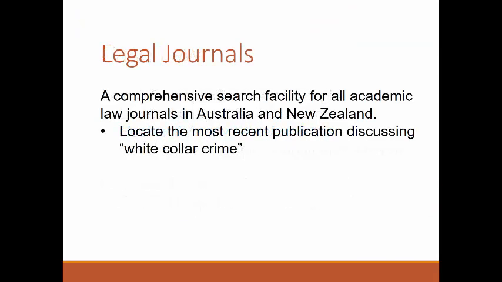type of search that you're very likely going to need to do is legal journals. So AustLII has a comprehensive search facility for all academic law journals in Australia and New Zealand. Now the journals are basically really our secondary sources. So cases and legislation are sort of like the primary sources, and the journals are the secondary. So this is where somebody else has considered these ideas and they've done some analysis of them. So these are very, very useful for us. So let's try and locate the most recent publication that discusses white collar crime.